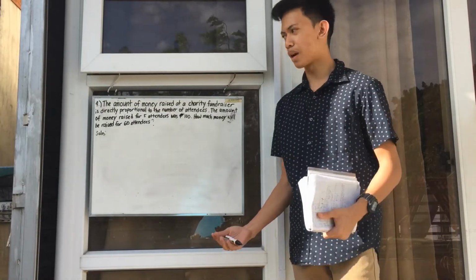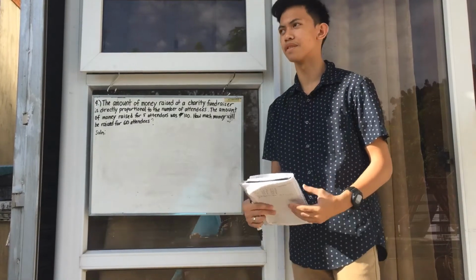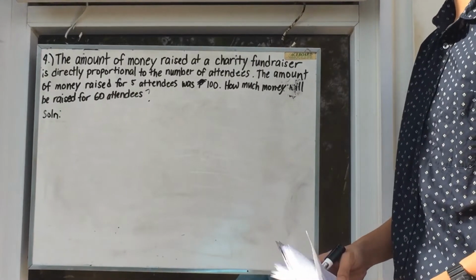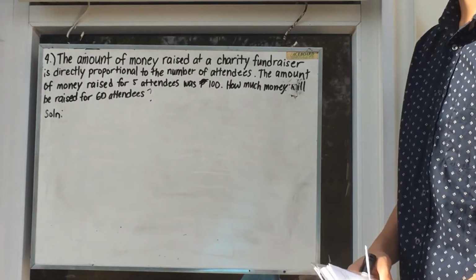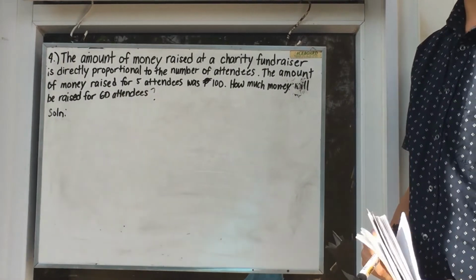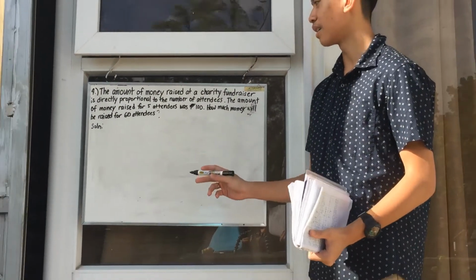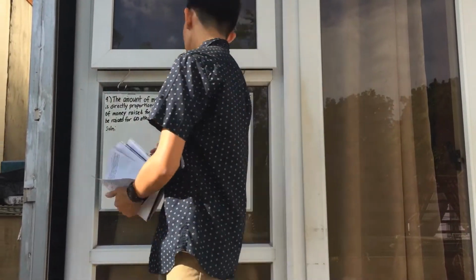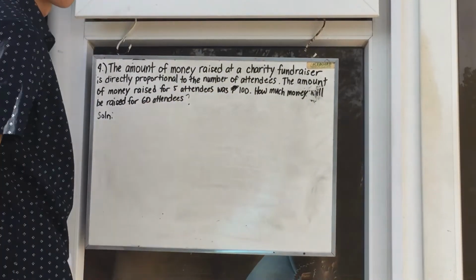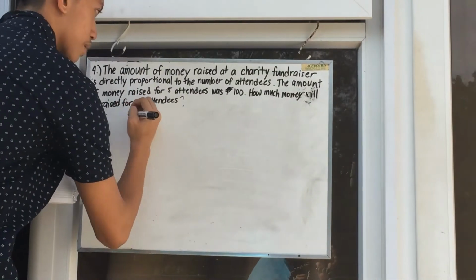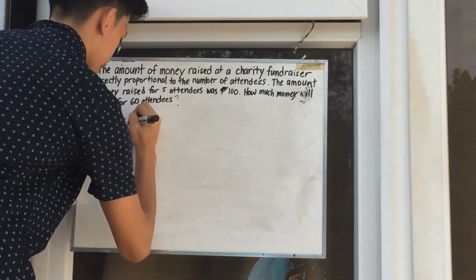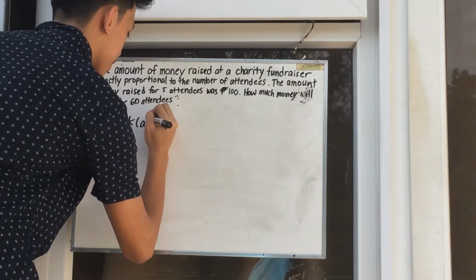So now we'll move on to problems that relate to real life situations. Number 4: the amount of money raised at a charity fundraiser is directly proportional to the number of attendees. The amount of money raised for 5 attendees was 100 pesos. How much money will be raised for 60 attendees? So now, again, we'll be making an equation for this. Let M be the amount of money and A the number of attendees. So our equation will be M is equal to K times A.